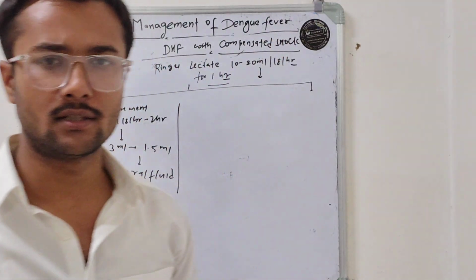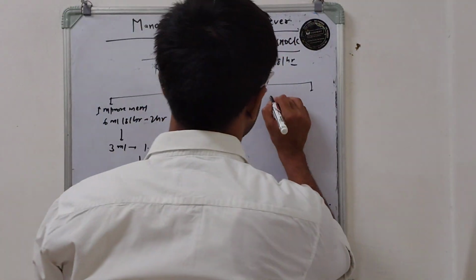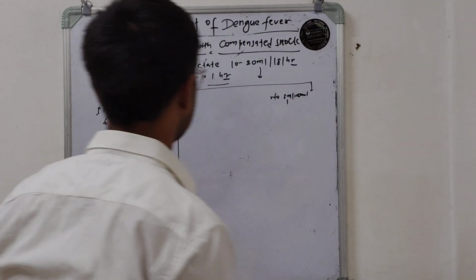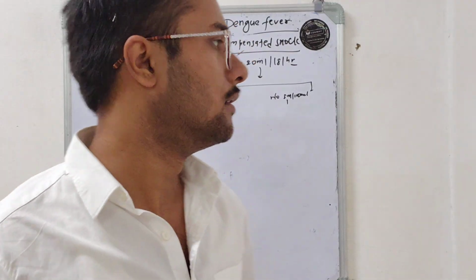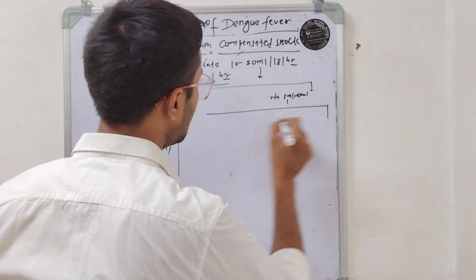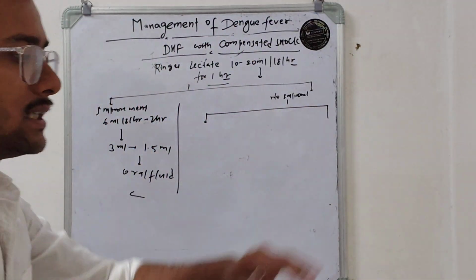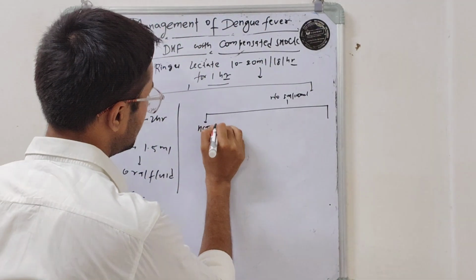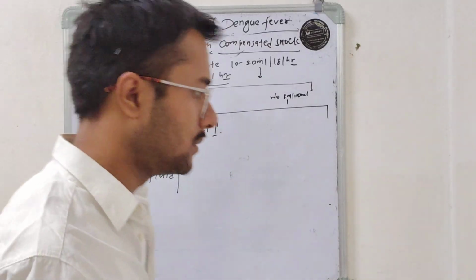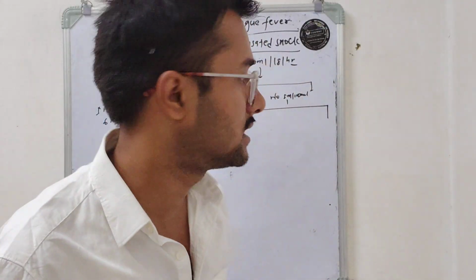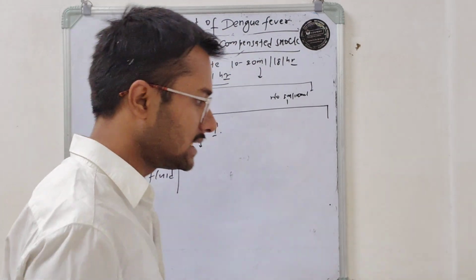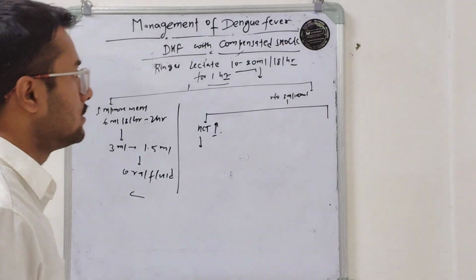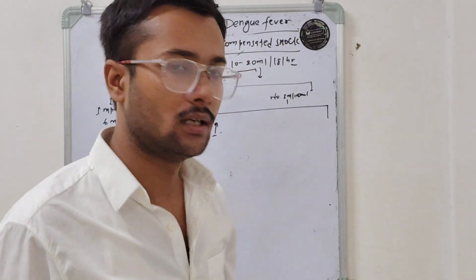So what happens if a patient shows no improvement? In no improvement there are also two possibilities. The first is that there is no change in hematocrit levels; the hematocrit level is still elevated. If there is no change in the hematocrit level, we continue the infusion of 10 to 20 ml per kg.